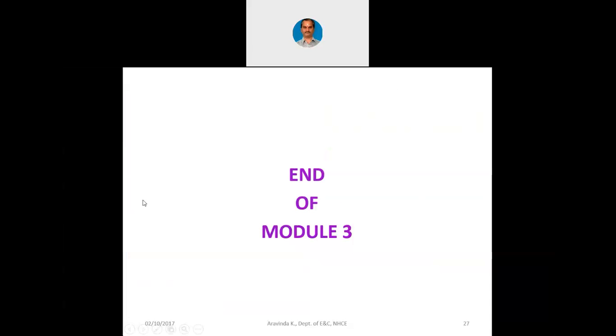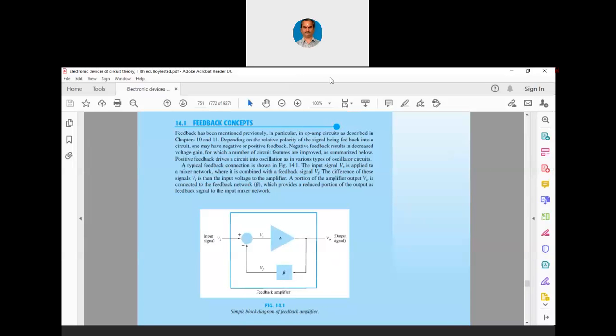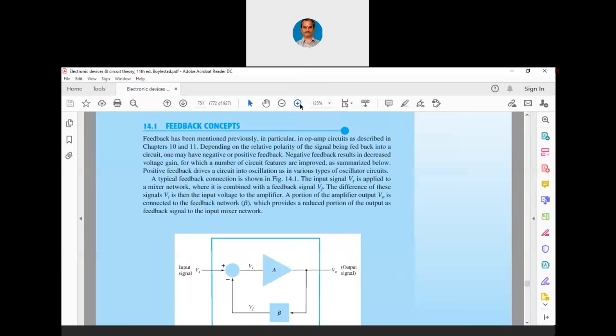Okay, let me stop sharing this PPT. Let me start module 4 now. I hope you can see this. I will slightly zoom. No, let me zoom in again.